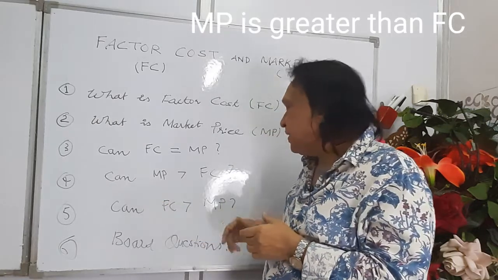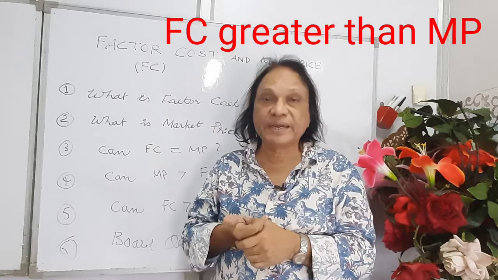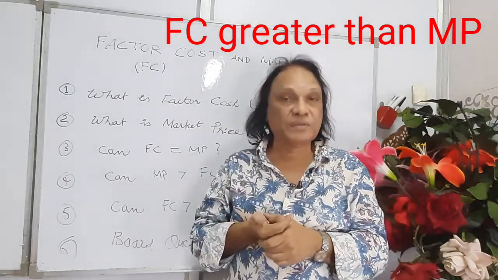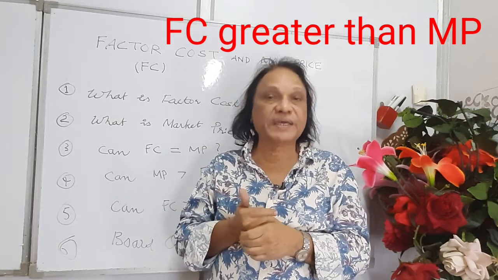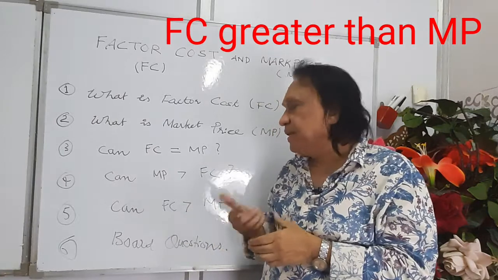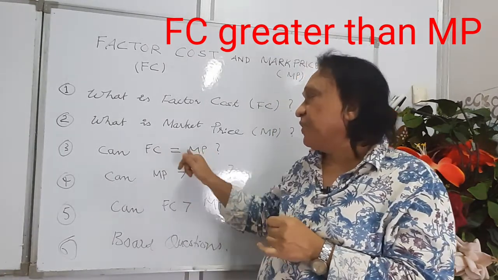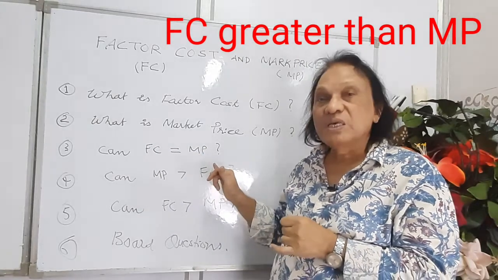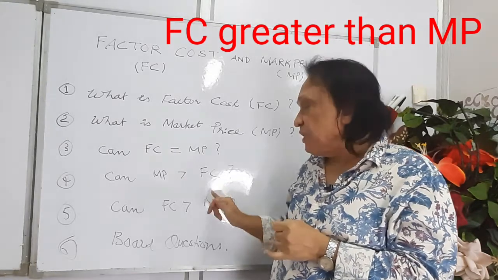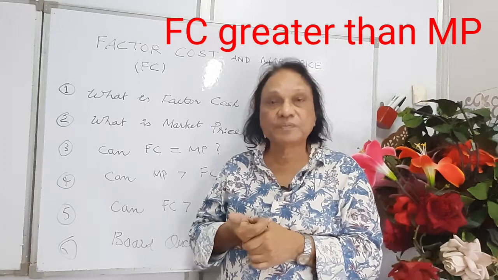Can factor cost be greater than market price? Yes, of course. It all depends upon NIT. If NIT is negative, factor cost will be greater than market price. That means subsidies are greater than indirect taxes. It all depends upon NIT. If NIT is 0, factor cost becomes equal to market price. If NIT is positive, market price will be greater than factor cost. If NIT is negative, factor cost will be greater than market price.